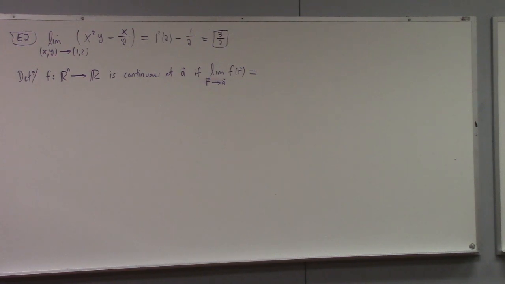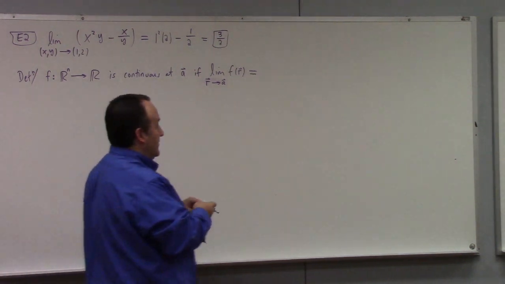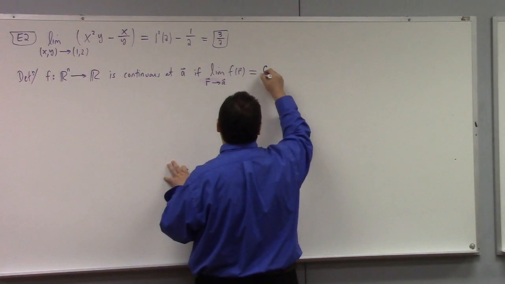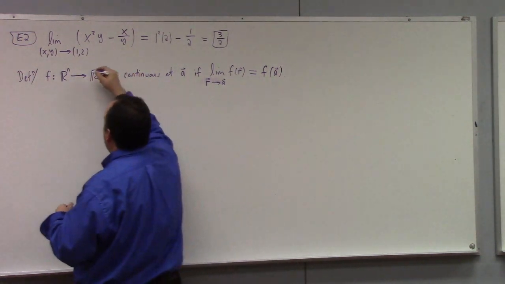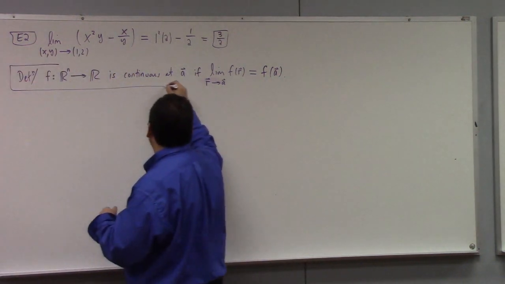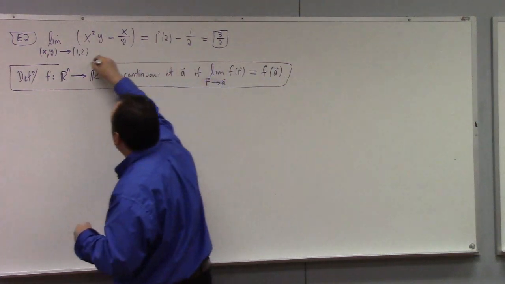Trying to define continuity, if there's any justice, it should coincide with the definition of continuity we had in Calculus 1. So what should continuity of a function mean? It should mean when we take the limit at a point, we can just evaluate to calculate the limit. So this is just literally f of a. There you go. That's the definition of continuity of a function of n variables.